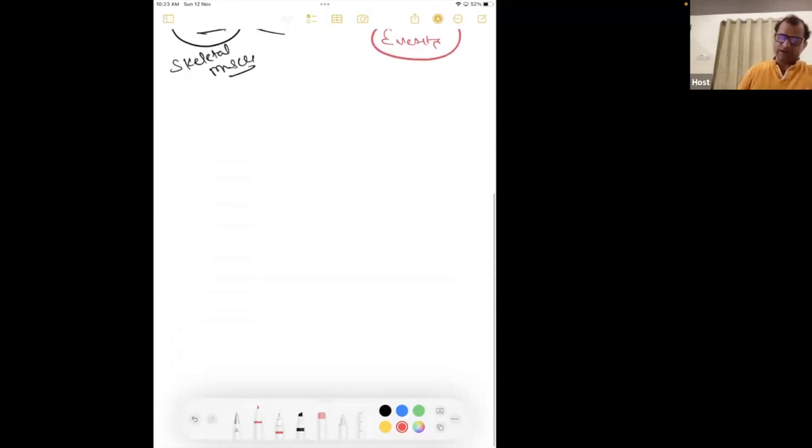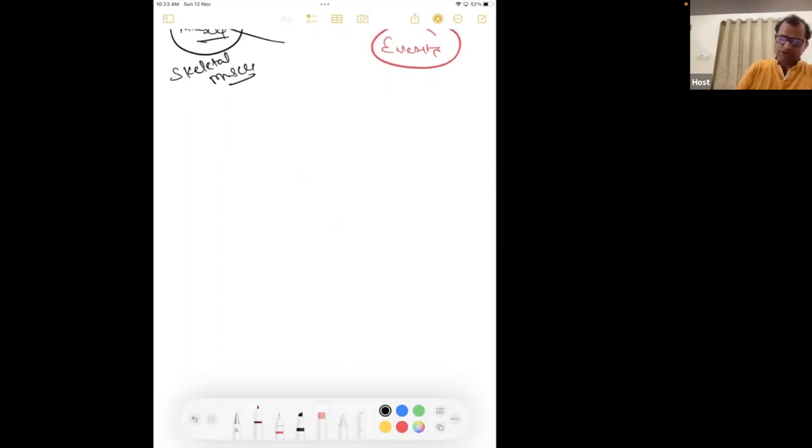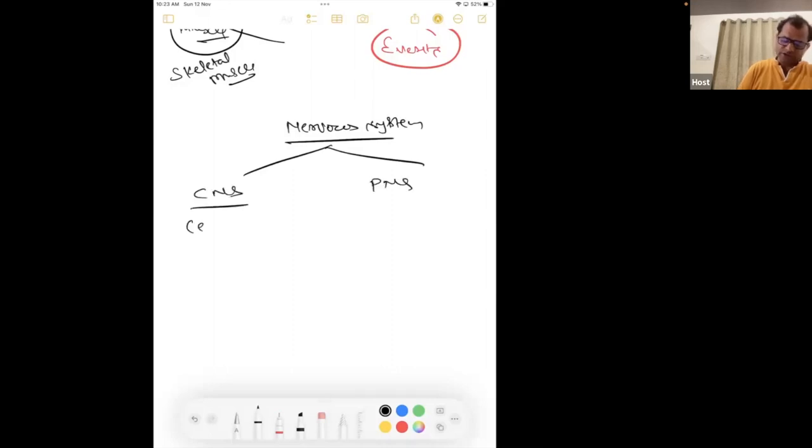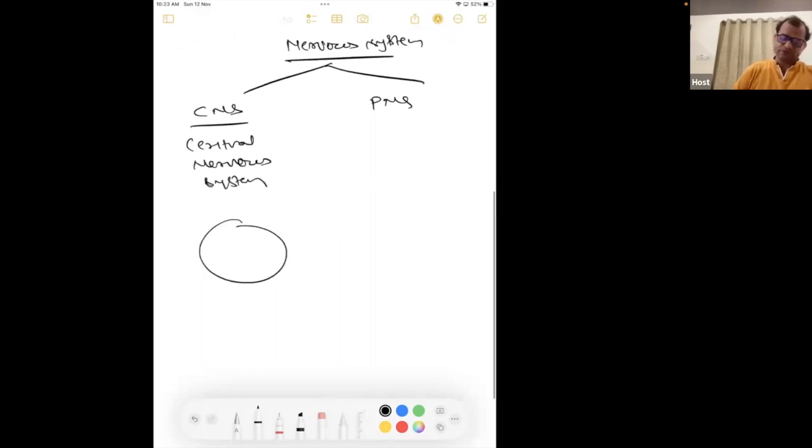So first I would like to tell you what the nervous system is. The nervous system is the super commander controller. We can divide it into two parts, CNS and PNS. CNS means central nervous system. The central nervous system means the brain, which is a supreme commander, and the spine. Together they are called the central nervous system.